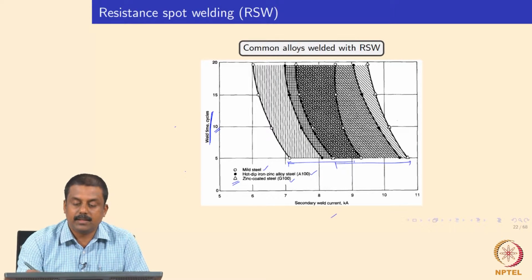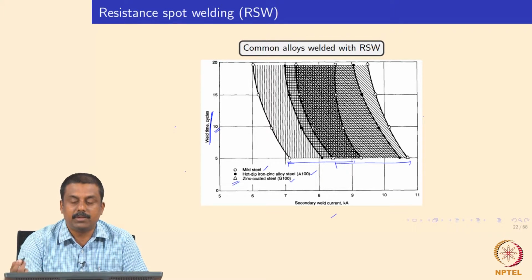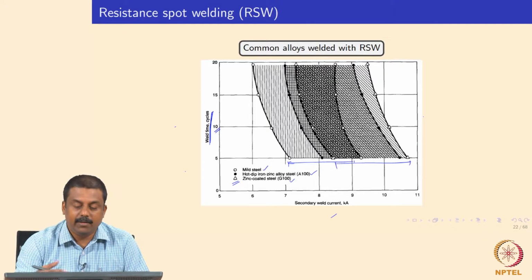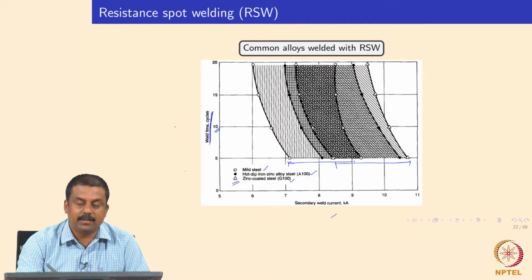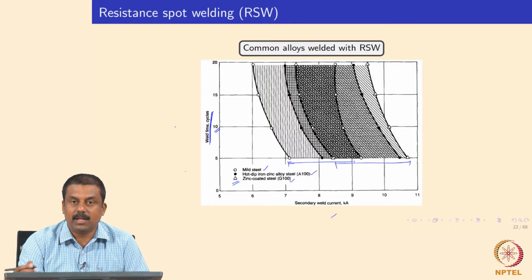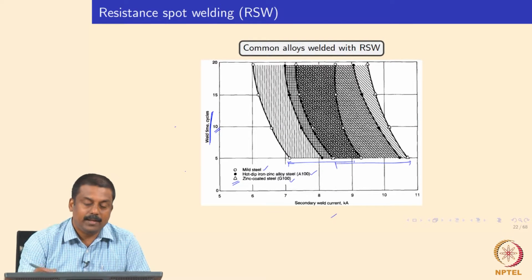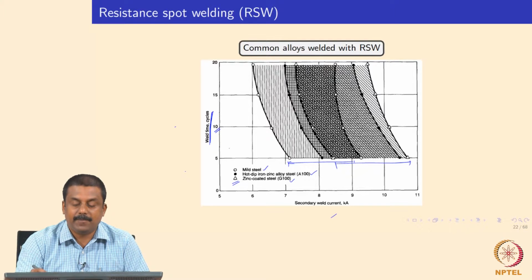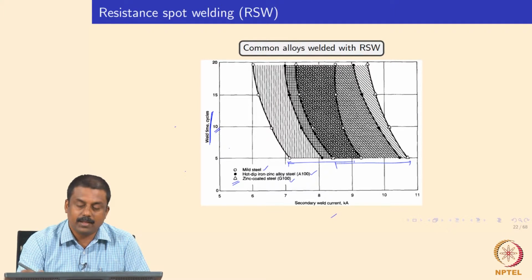Similar weld growth curves can be generated for a material. So you see over here the composition of these steels is the same, but just by changing the surface characteristics, your welding parameters change significantly. We are varying from 7 kiloamperes until close to 11 kiloamperes in order to make a given weld nugget diameter. So this process is extremely sensitive to a change in thickness, surface characteristics, as well as the composition of the material.